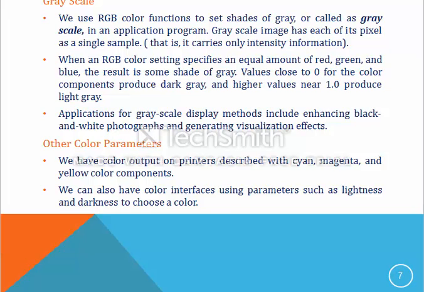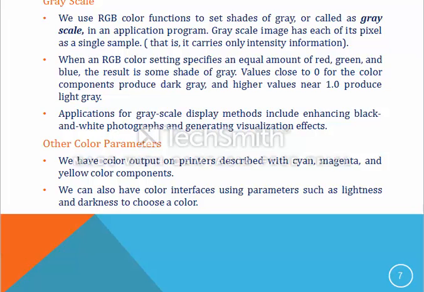Grayscale. We use RGB color functions to produce shades of gray, which are called grayscale in an application program. A grayscale image has each of its pixels as a single sample. When an RGB color setting specifies an equal amount of red, green, and blue, the result is some shade of gray. Values close to 0 for the color components produce dark gray, and higher values near 1 produce light gray. Applications for grayscale display methods include enhancing black and white photographs and generating visualization effects.